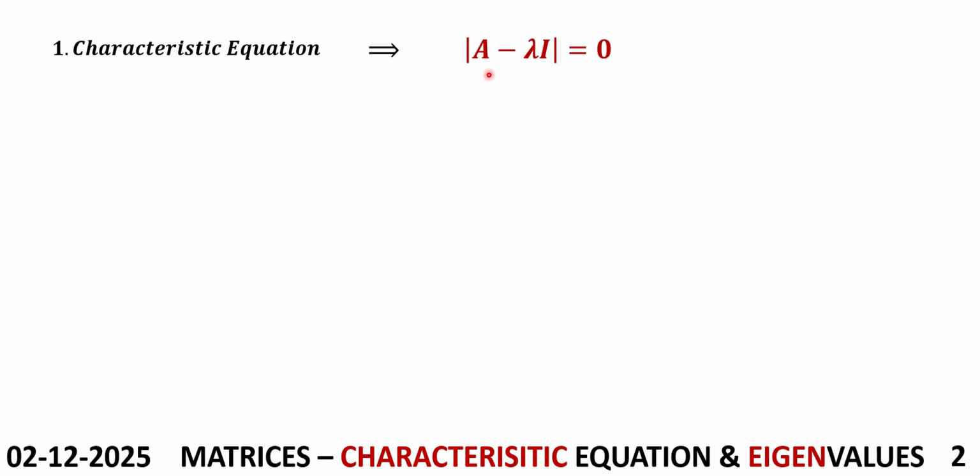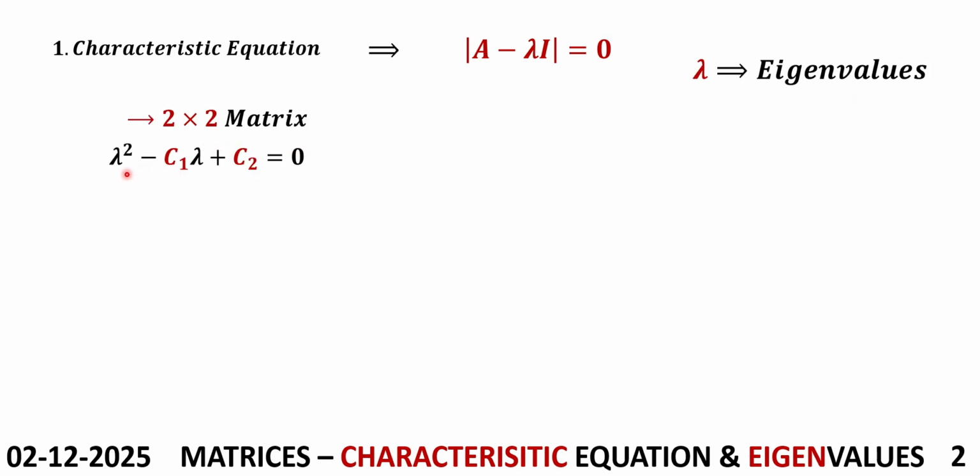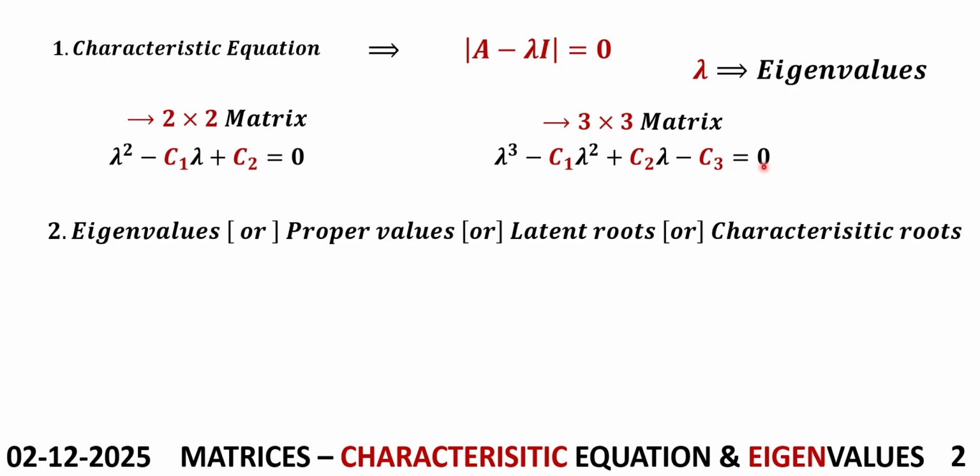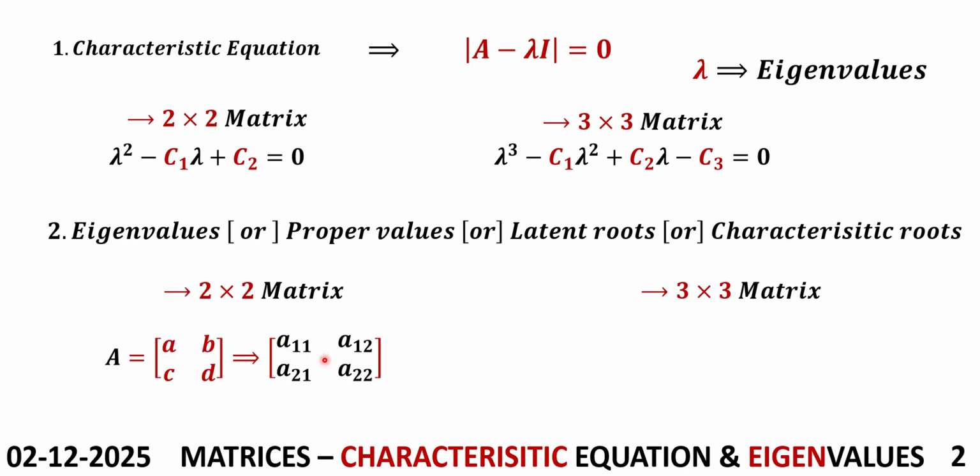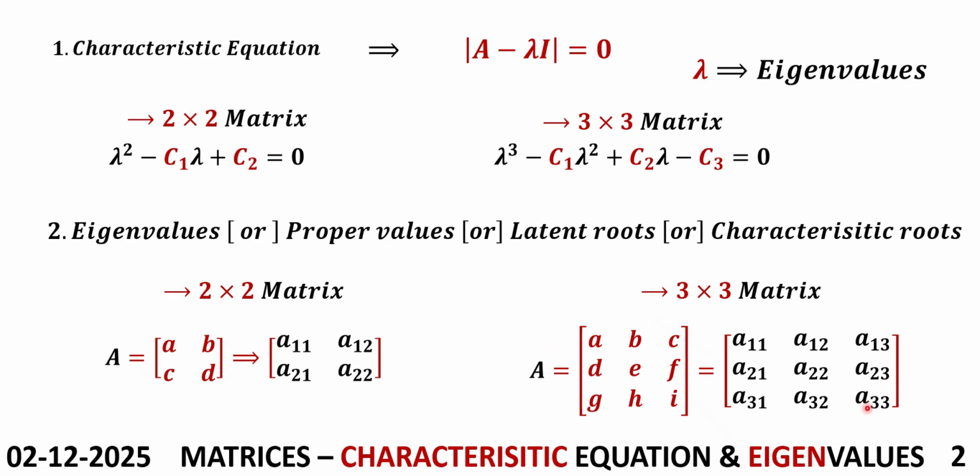As already described, the characteristic equation for a 2 by 2 matrix is given by lambda square minus C1 lambda plus C2 equal to 0. And similarly, for a 3 by 3 matrix, lambda cube minus C1 lambda square plus C2 lambda minus C3 equal to 0. The roots are the eigenvalues, or proper values, latent roots or characteristic roots. Let us see how to find C1, C2, C3 for a 2 by 2 matrix as well as for a 3 by 3 matrix.